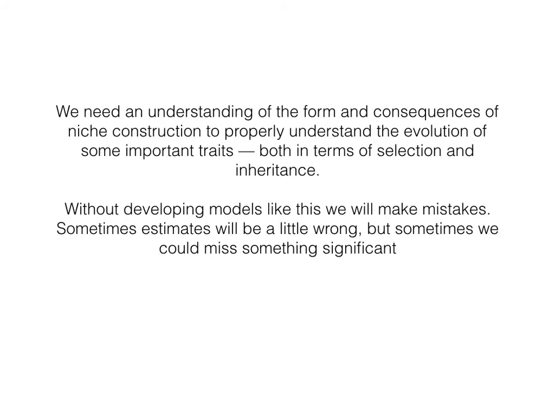Ultimately, what I want to say about these models is this. We need an understanding of the form and consequences of niche construction to properly understand the evolution of some very important traits, both in terms of selection, where I think we're getting a handle on the effect of niche construction, but also on inheritance. So without developing models like this one to a much higher standard, we will make mistakes, and sometimes our estimates might be just a little bit wrong, but sometimes we could miss something significant that could really substantially improve our understanding of the systems that we're studying.